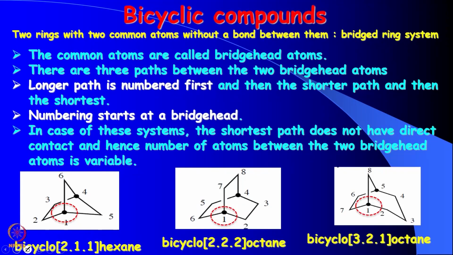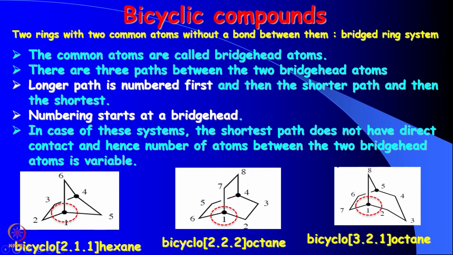The third type of bicyclic compound is the bridged ring system. So, here the common atoms are called bridged atoms. There are 3 paths between the 2 bridged atoms. The longer path is numbered first, and then the shorter path, and then the shortest path. The numbering starts at a bridged atom. So, in the case of this system, the shortest path does not have direct contact, and hence the number of atoms between the 2 bridged atoms is variable.